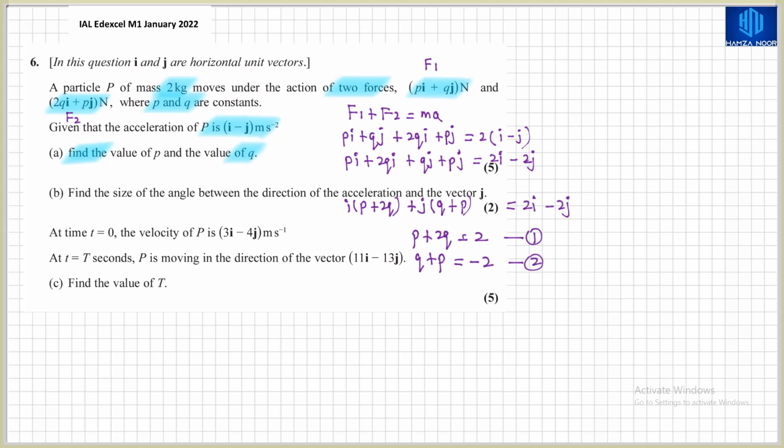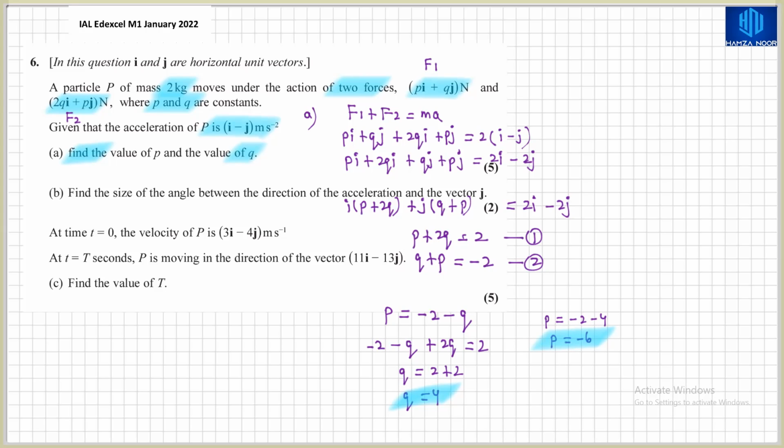If I make p the subject in equation number 2, then p is equal to minus 2 minus q. I substitute this into equation number 1: minus 2 minus q plus 2q is equal to 2. Therefore q is equal to 2 plus 2, so the value of q is 4. Then p is equal to minus 2 minus 4, therefore p is equal to minus 6. So the answer of part A is p equals minus 6 and q equals 4.